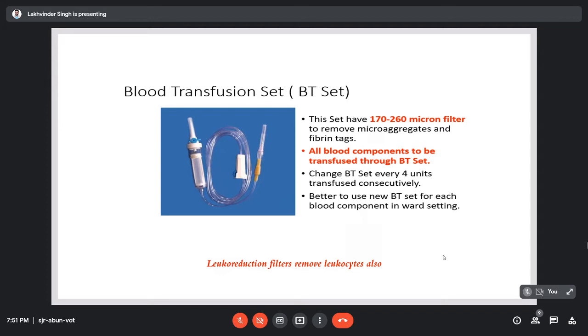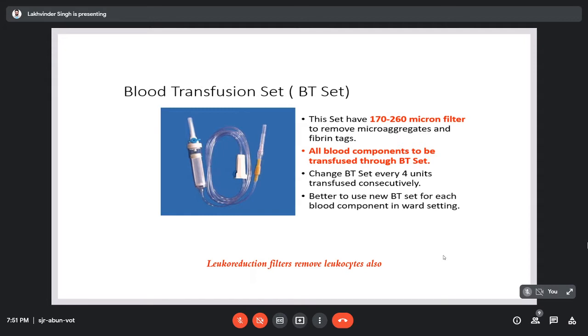This set has a 170 to 260 micron filter to remove the microaggregates and fibrin tags, and all blood components should be transfused through the BT set. And you have to change the BT set after every 4 units transfused consecutively, or you can follow the manufacturer's instructions. Some say that after every blood transfusion, you have to change the BT set. If you have transfused red cells through a BT set, do not transfuse platelets from the same BT set. You have to change the BT set. Better to use new BT sets for each blood component.